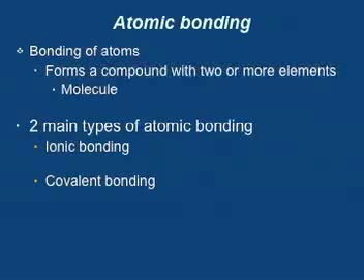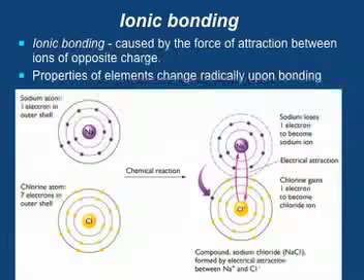All right, there are 2 different types of bonding, and this is kind of important. Ionic bonding. Remember, ions are positively or negatively charged elements. And then there's a second type called covalent that I haven't talked about yet, and we will.